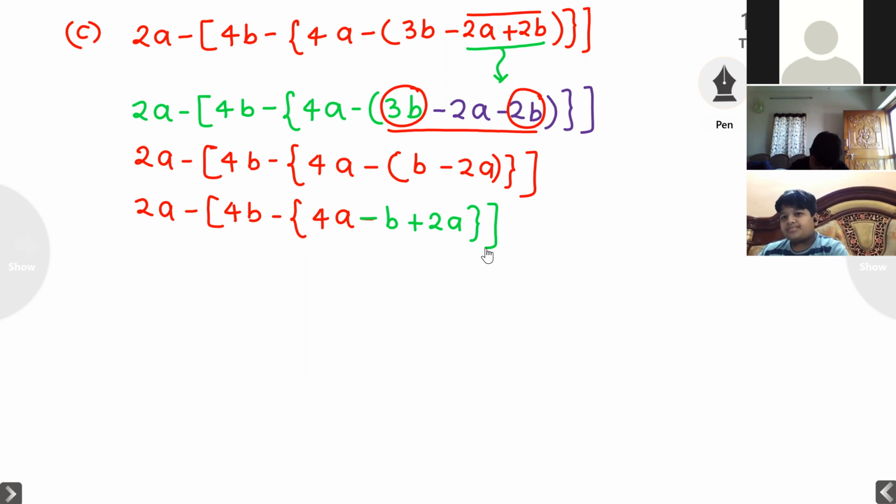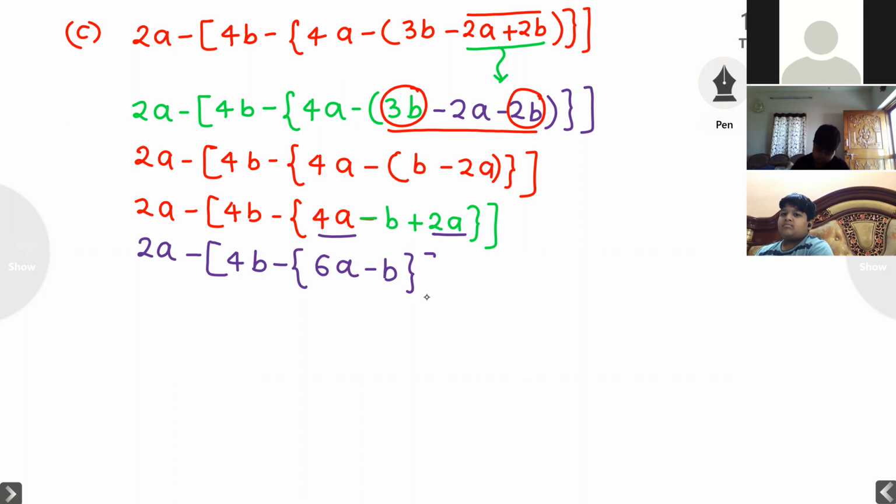Now which bracket will we solve, student? I want to solve now the curly bracket. Curly bracket you are observing, student, here. Plus 4a plus 2a. Both are friends. Both are like terms. Both signs are same, means addition. Again, 2a I will write as it is. Minus large bracket I will write as it is. 4b as it is. Curly bracket as it is. 4 plus 2 is 6a. 6a minus b, curly bracket close, large bracket close.